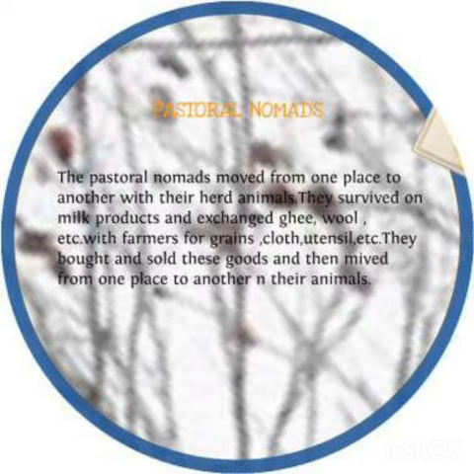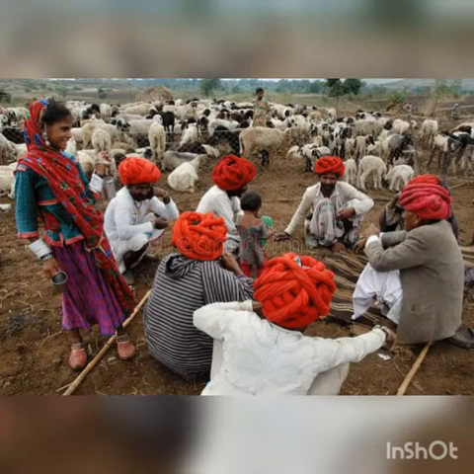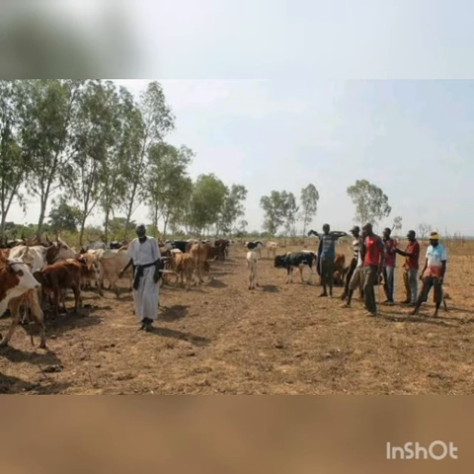The pastoral nomads moved from one place to another with their herd animals. They survived on milk products and exchanged ghee, wool, etc. with farmers for grains, cloth, utensils, etc. They bought and sold these goods and then moved from one place to another with their animals. Here is a picture of pastoral nomads with their herds of cattle.